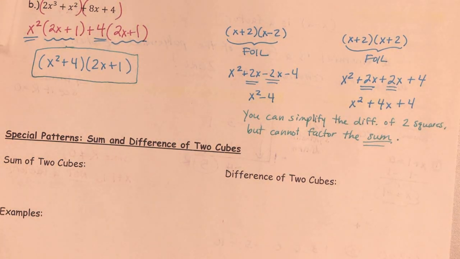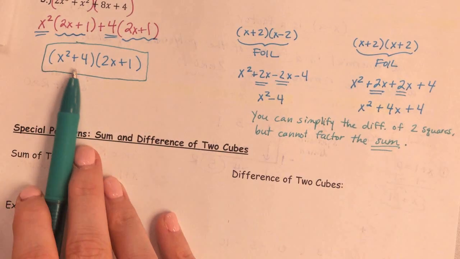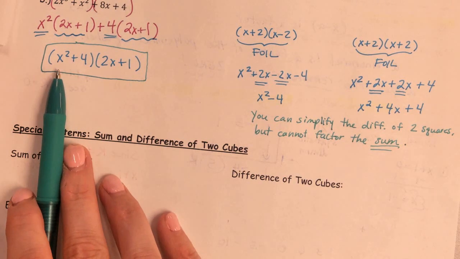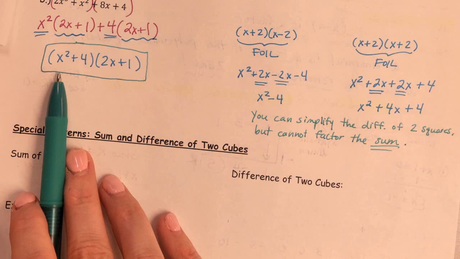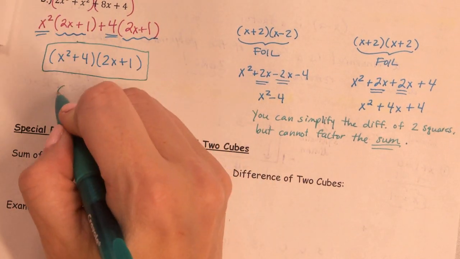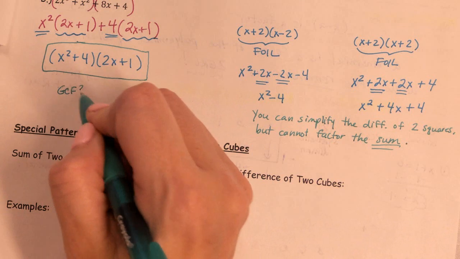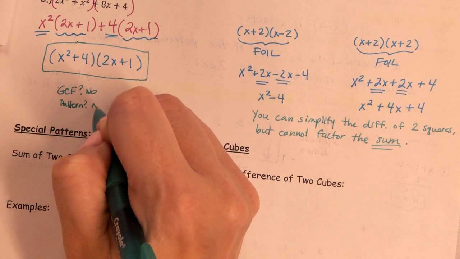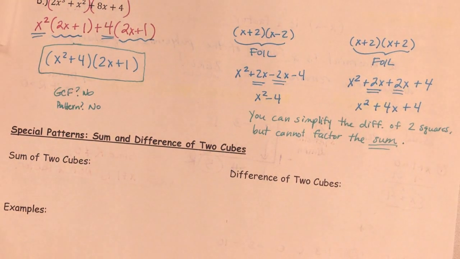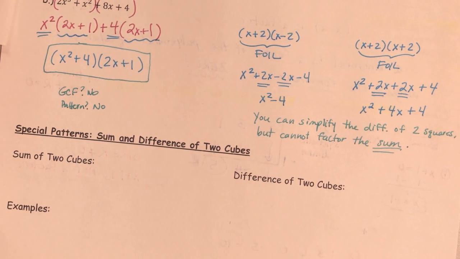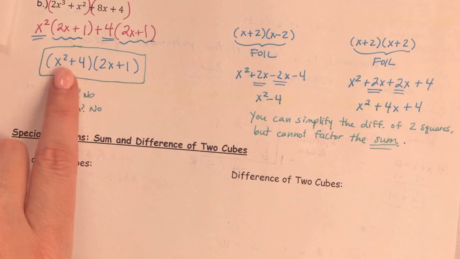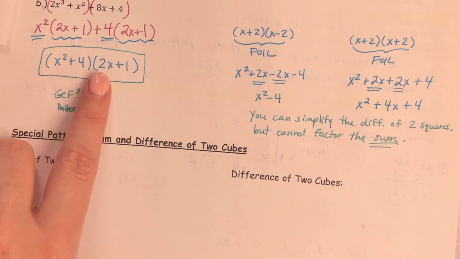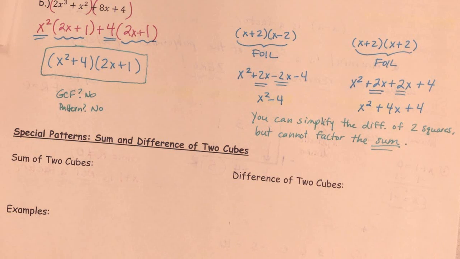Okay, you always want to check though and make sure you don't have like a GCF, okay, or special patterns. Okay, so we don't have the GCF here. No. Pattern. No. Okay, so we can't break that down any farther. Okay, but those are the two main things that you could look for here. All right, questions for me about the factoring by grouping?